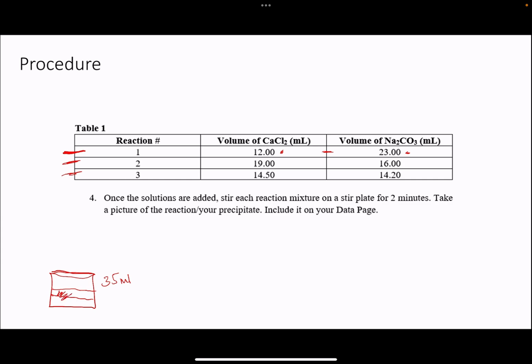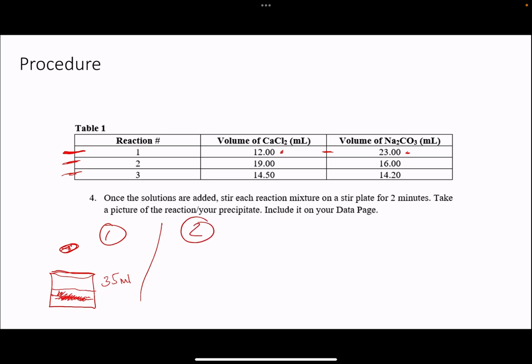You should see some solution crashing out into a precipitate. So take a picture of that and then go to the next one. So make sure you stir for 2 minutes on a stir plate with a stir bar. And a stir bar is just like this little tiny pill that you just drop in there, put it on the stir plate, turn it on, and it should stir by itself for 2 minutes. Once you're done with that, move on to the second reaction.